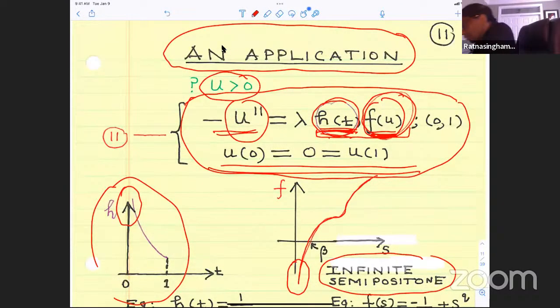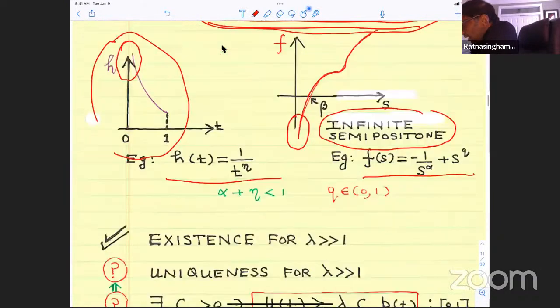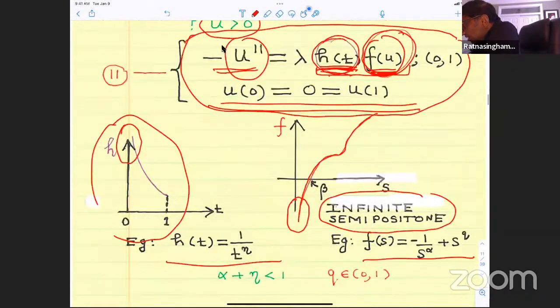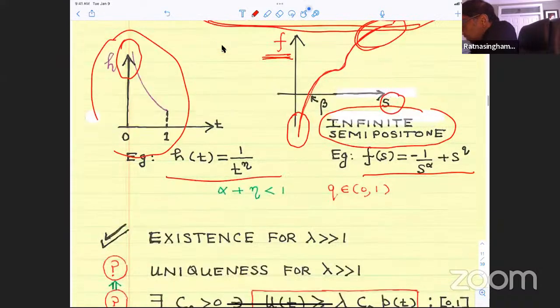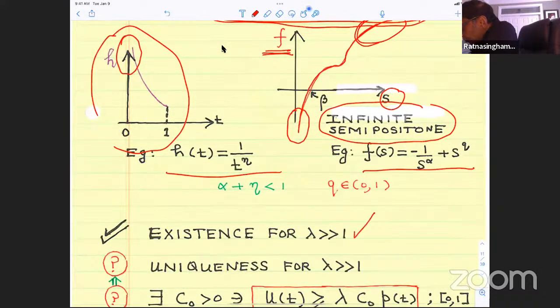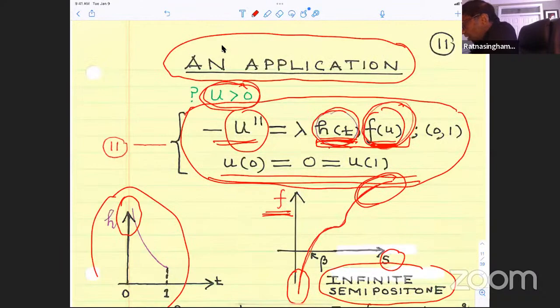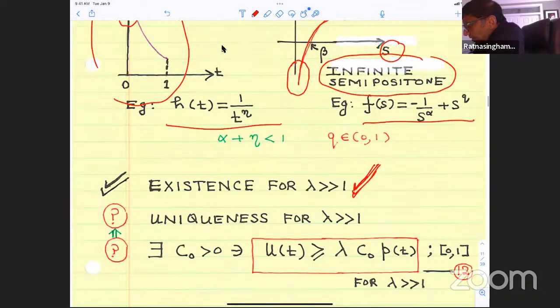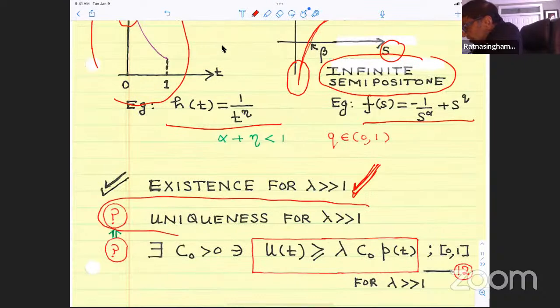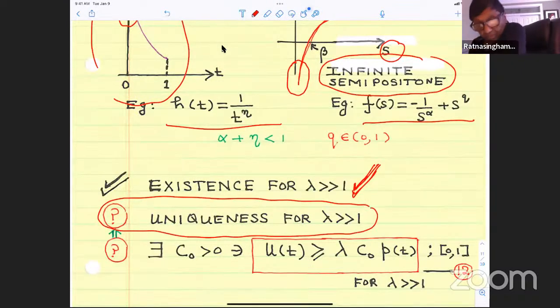So for problems of this nature, many of us, and I think there are people in the audience as well, are interested in these types of problems. Usually this is going to be a sublinear function at infinity. That means for large s, this function is going to grow slower than a linear function. For those types of problems, there's been a lot of interest in proving existence of positive solutions for large lambda. I won't be talking about it. But there's also always an interest in uniqueness of this positive solution for large lambda. I won't quite talk about this today, but that's what the paper talks about.